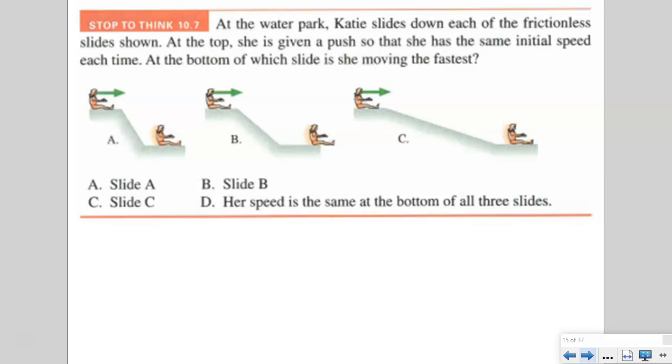Let's look at a question. At the water park, Katie slides down each of the frictionless slides shown. At the top, she's given a push so that she has the same initial speed each time. At the bottom of which slide is she moving the fastest?